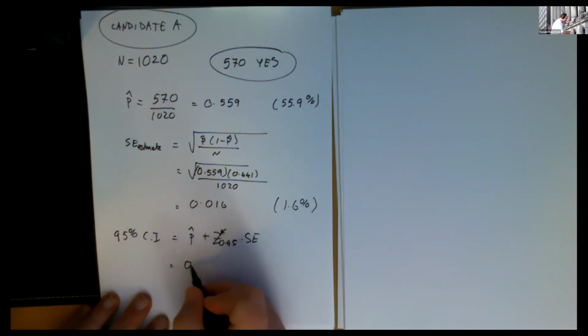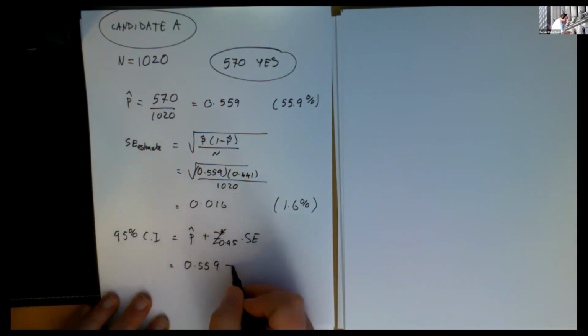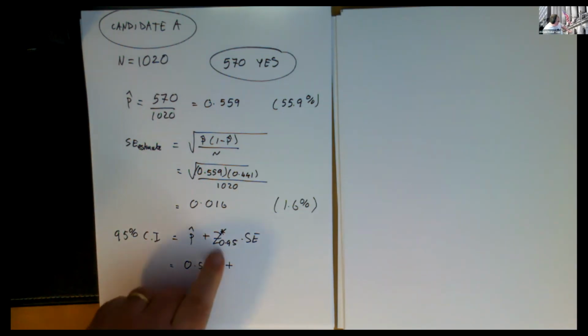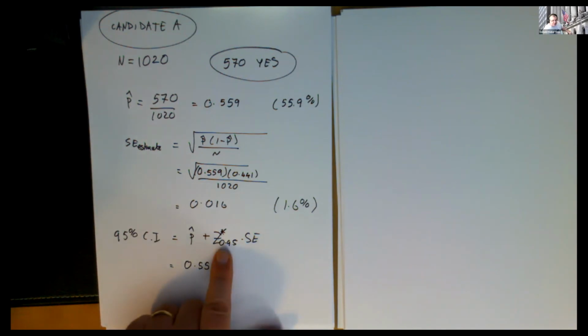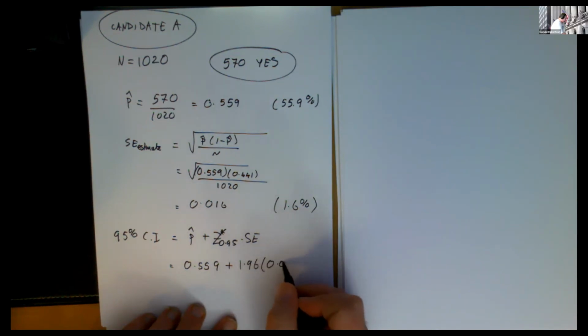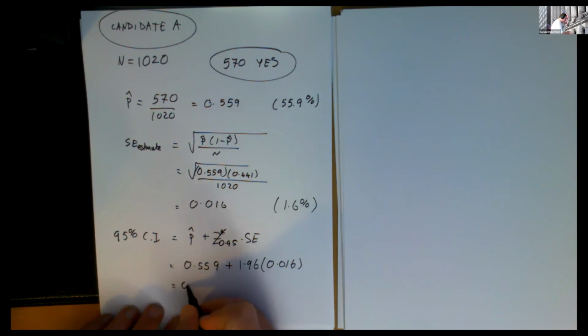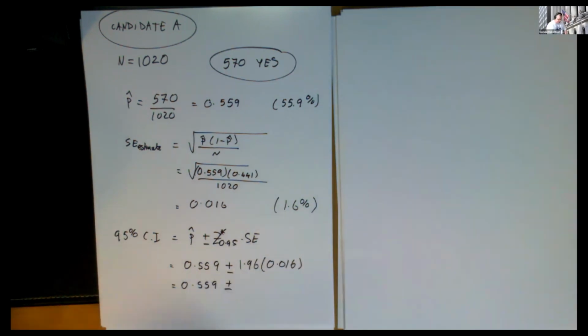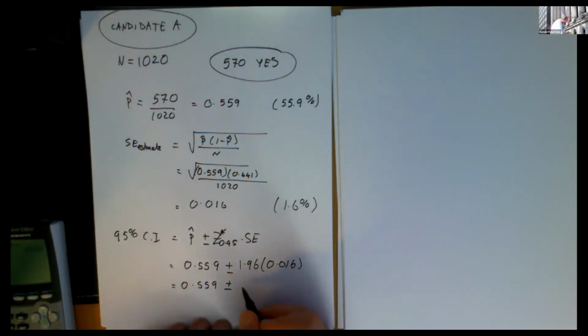In this case, P hat is 0.559. You'd have to have a really good memory, but maybe some of you have. Do you know what the magic number for a 95% confidence interval is? What's this weird Z? 1.96. Well done. Multiplied by 0.016, which is standard error, and that becomes 0.559 plus or minus, let's see what that guy looks like, 1.96 times 0.016, and I get the answer to 3 decimal places, 0.031.